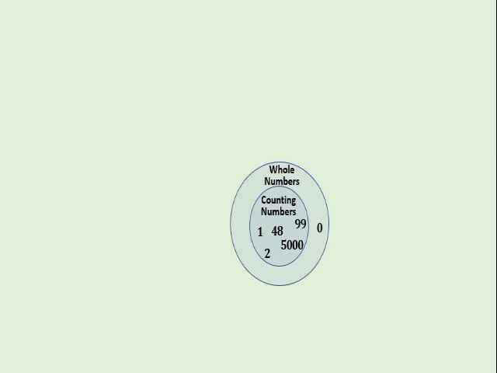Next set of numbers is known as integers. Whole numbers are a subset of integers. Subset or part of integers. Integers are like whole numbers, but they also include negative numbers like negative 99, negative 5, negative 1300.